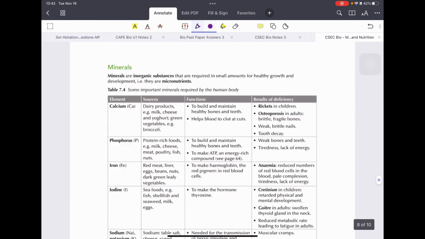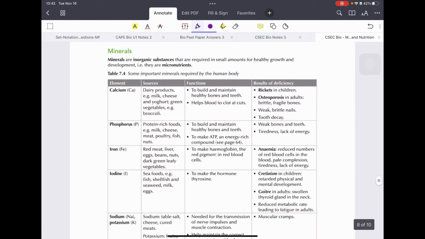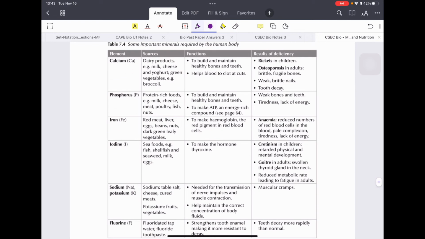Okay? And in the same vein, we have minerals. Okay, minerals are micronutrients as well. So we need to learn the main minerals, your calcium, phosphorus, and so on down the list. And again, you need to know where you get them, what their functions are, and what happens if you don't have enough, the deficiency. Okay, I need to learn the names of these diseases. Okay, rickets, osteoporosis, anemia, cretinism. All of these are very important words, very important diseases that you need to learn about, right? I can't help you learn them because it's just simply something you need to read, something you need to learn.